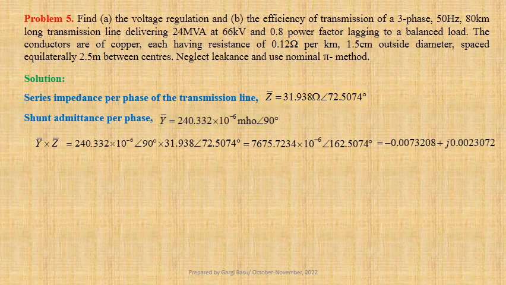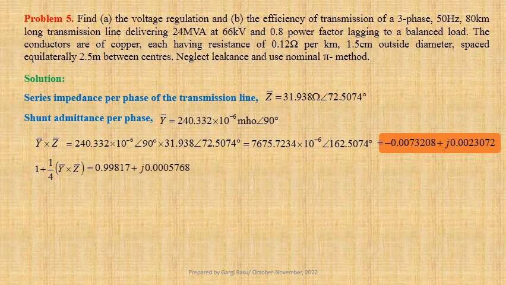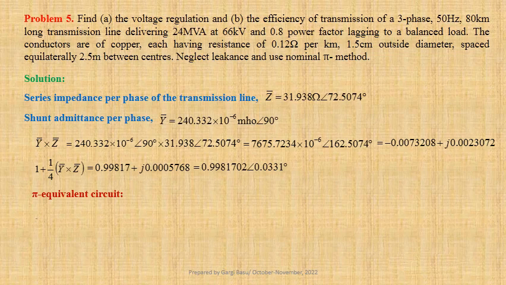Now we shall calculate 1 plus 1/4 of Y into Z, that is equal to 0.99817 plus j times 0.0005768. This may be written in polar form as 0.9981702 at an angle 0.0331 degree.